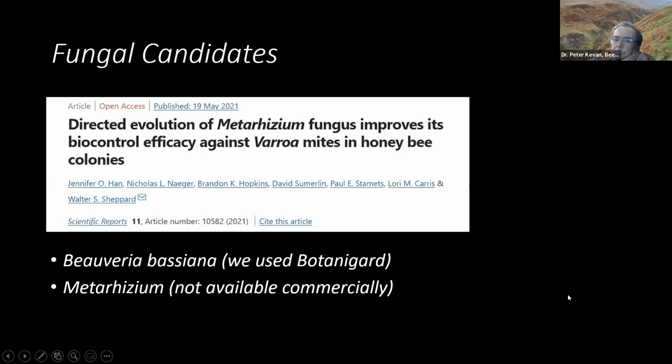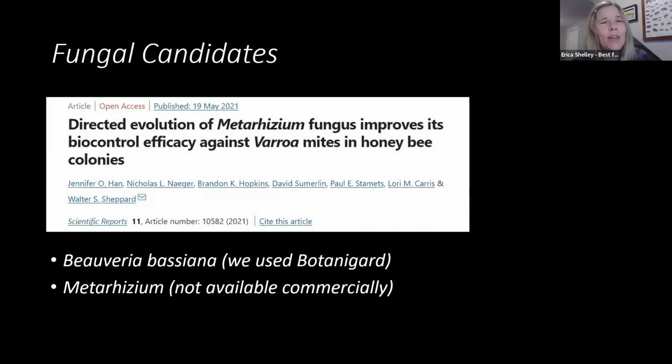And so because they were able to direct this evolution, they were able to choose a strain of Metarhizium that would grow in the heat and humidity inside a hive. Whereas the ones that we were using were just being used on crops outdoors. So they weren't necessarily ideal for using inside a hive.